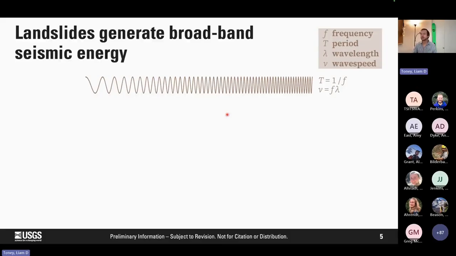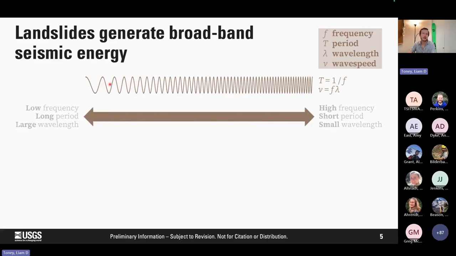So landslides generate broadband seismic energy. And by broadband, I mean that the energy they create is across a wide range of frequencies. And the energy is in the form of waves. And so I've put just a visualization of what a wave can look like. On the far left, we have what we call low frequency energy, also called long period. These waves have large spatial wavelengths. And then as we move up the frequency spectrum to higher frequencies, we have high frequency, short period, and smaller spatial wavelengths. And I've put some of the basic wave relationships and variables up at the top right of the slide.